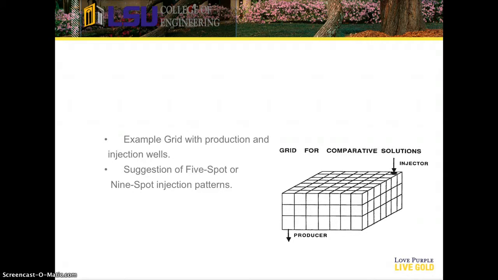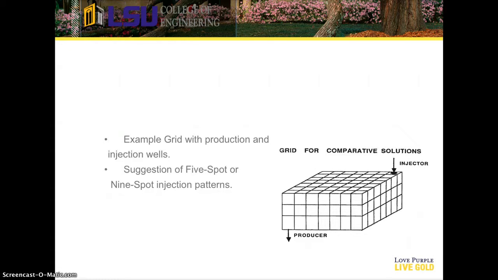Moreover, we might suggest a 5-spot or 9-spot injection pattern depending on the necessity of our project in the future. For example, the 5-spot injection pattern suggests 4 injection wells located in the corners of the grid with 1 production well in the middle. The purpose of this pattern is to displace the oil towards the central production well to improve oil recovery.